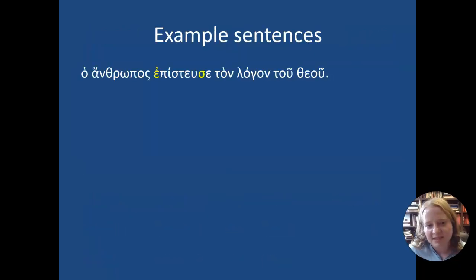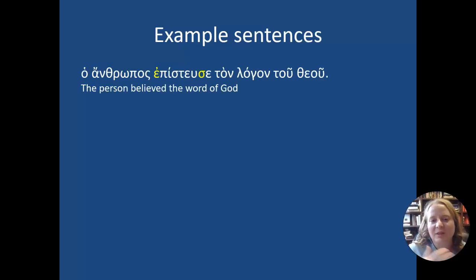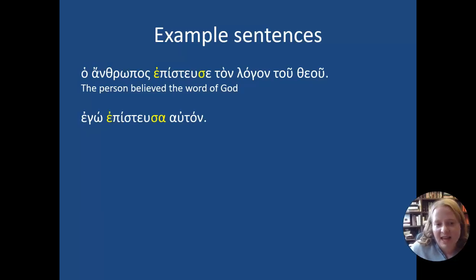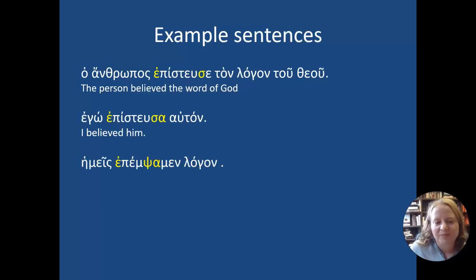Here's some example sentences. So, ha anthropos epistuse ton logon to theou. Find your verb, which I've highlighted here with some letters, because e and s. So, he or she or it believed, who can be the he, she, or it, ha anthropos, the person or the man believed the word of God. Here's another example. Ego epistusa auton. See the e and the sa? I myself believed him. I believed him.